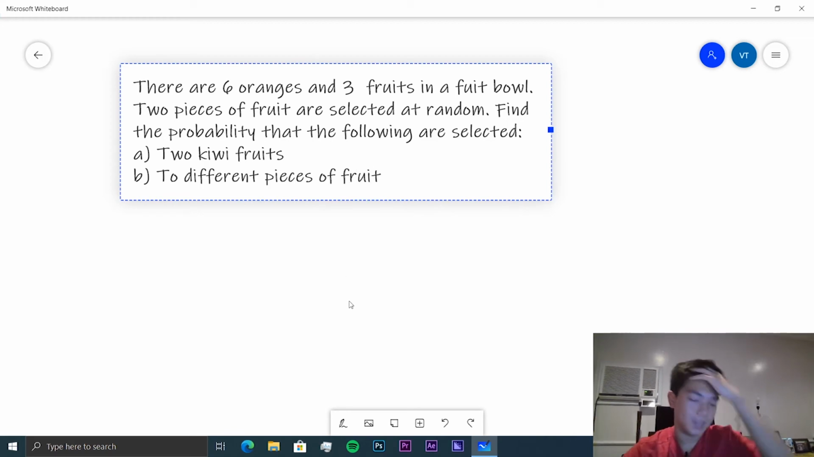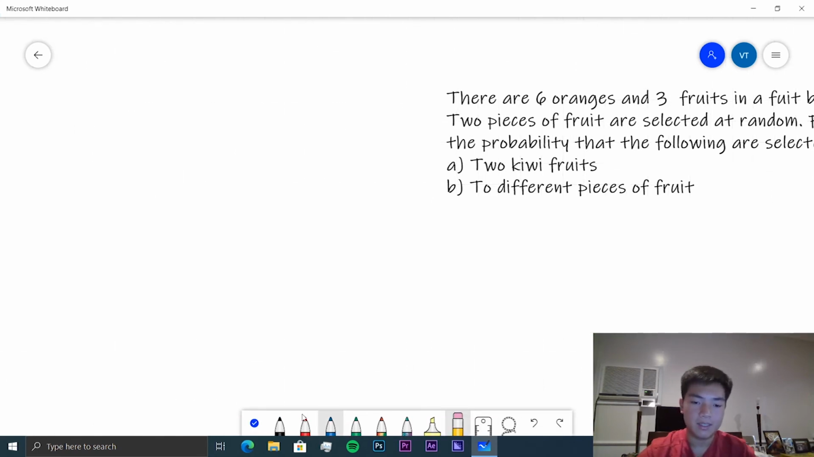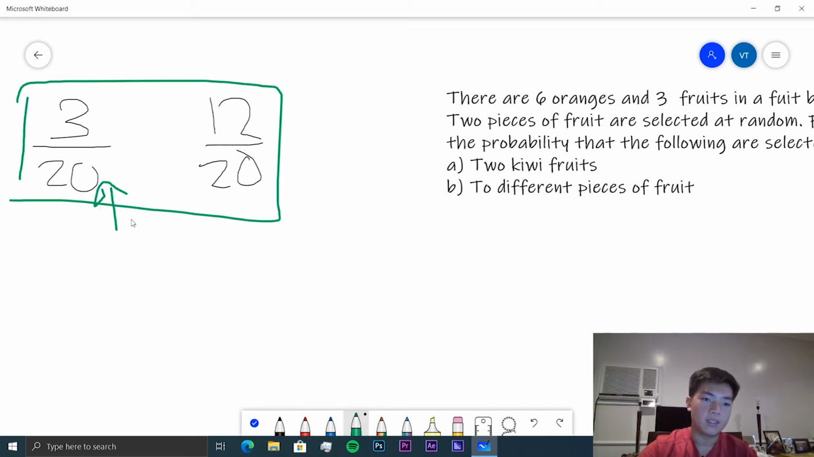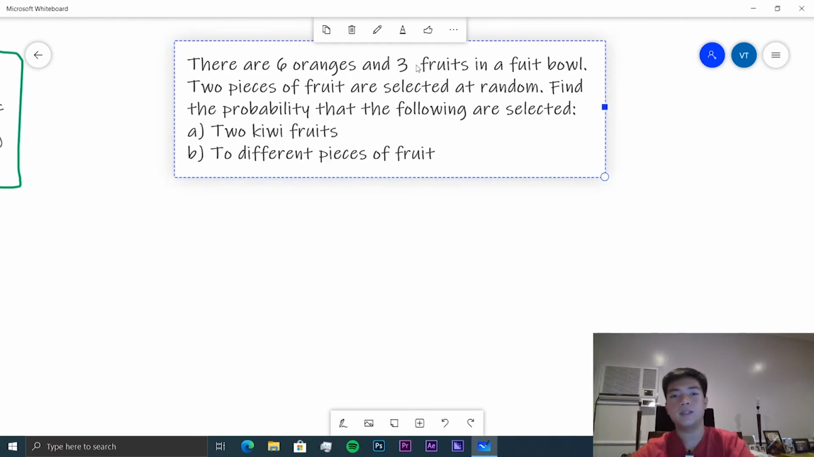Oh, and sorry, for the last question, I just realized the answers shouldn't be just 3 and 15, since we have to find the probability. So we actually have to divide this by 20 to get the real probability. So just make a note of that, because 20 is of course the size of the universal set. Anyways, back to this. This should say kiwi.